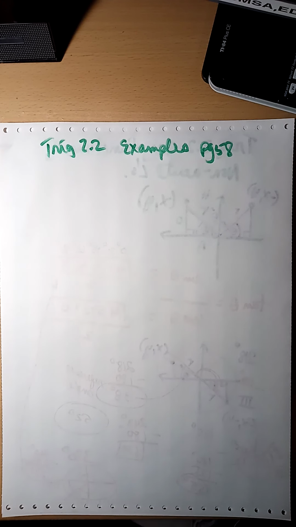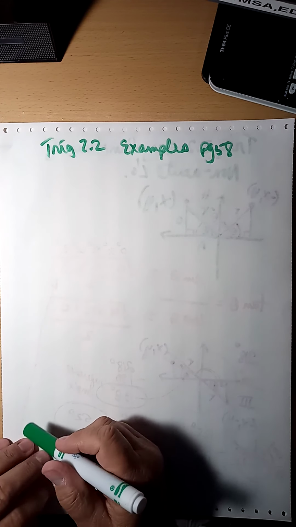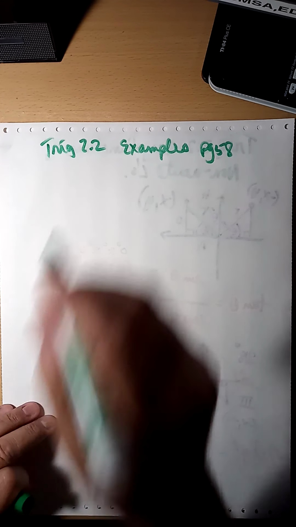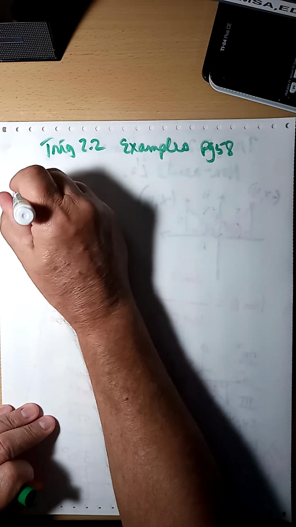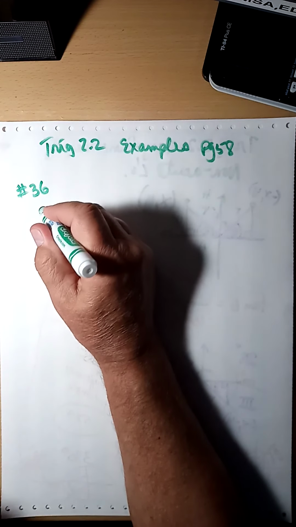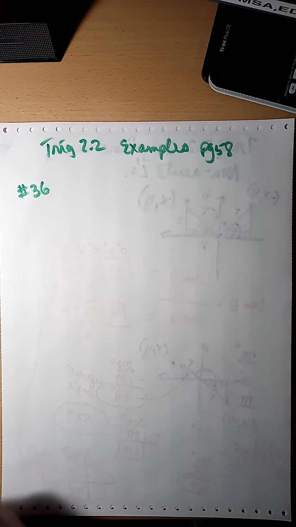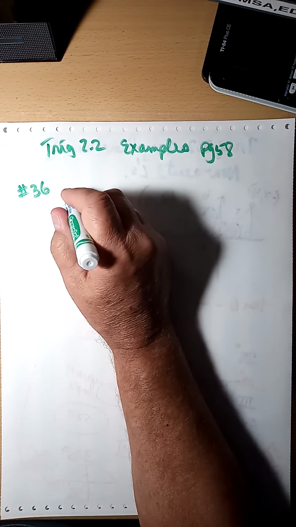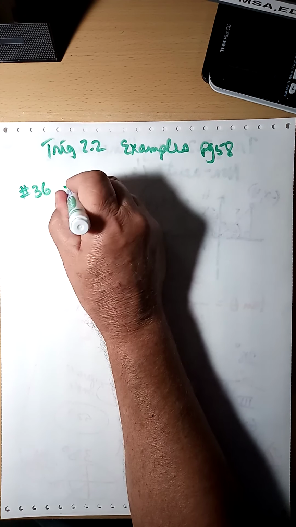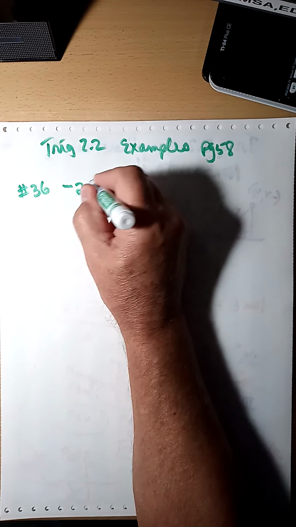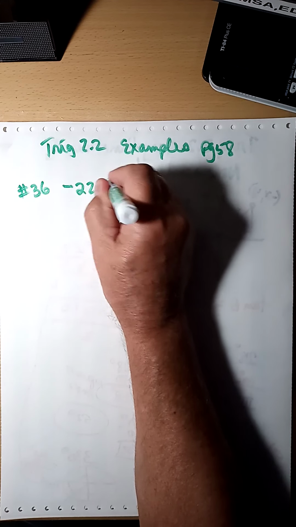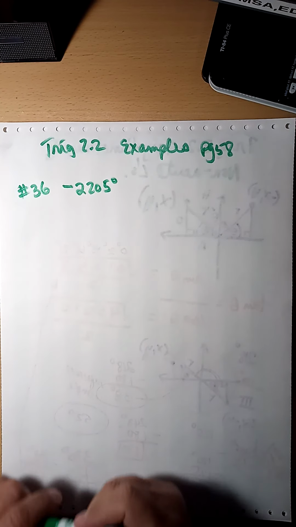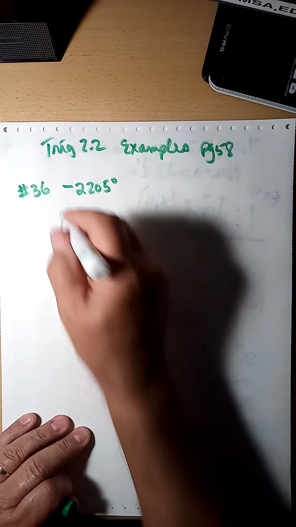Okay, let's do some examples instead of just talking. Number 36, this is really on page 59. It asks, find the exact values of the 6 trig functions for each angle. Rationalize any denominators. So, number 36 is a negative 2,205 degrees. We just have to find the reference angle.